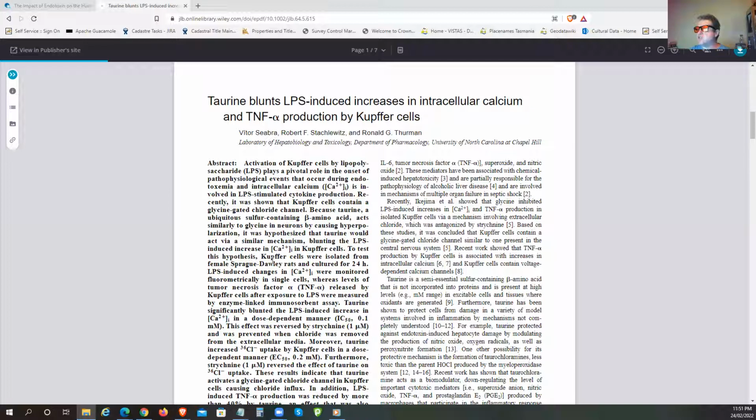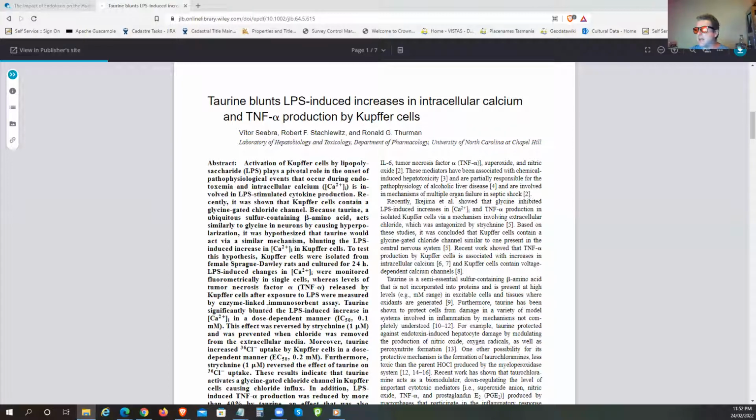To test this hypothesis, Kupffer cells were isolated from female rats and cultured for 24 hours. LPS-induced changes in calcium were monitored fluorometrically in single cells, while levels of tumor necrosis factor, which we've covered along with the importance of taurine on that one, released by Kupffer cells after exposure to LPS were measured by enzyme-linked immunosorbent assay. So we're exposing these cell lines to LPS and we see tumor necrosis factor alpha going up.